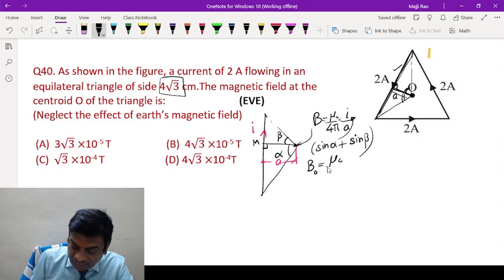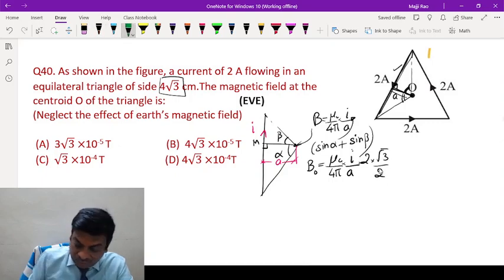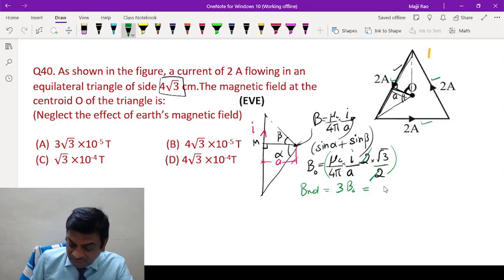is mu 0 by 4 pi into I by A, into sine 60 plus sine 60, that is 2 times sine 60 degree. Sine 60 degree is how much? Root 3 by 2. So 2 gets cancelled here. We are left with this much. So net magnetic field will be 3 times of this, due to each of the 3 wires by symmetry. So this will be mu 0 by 4 pi into I root 3 into 3 by A.